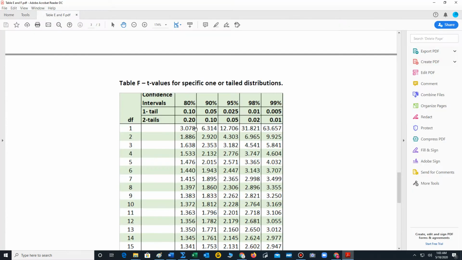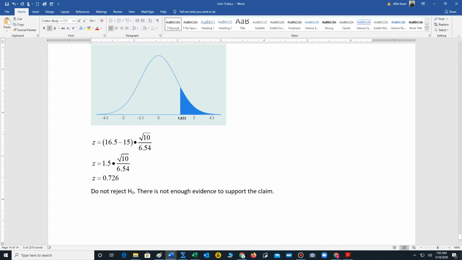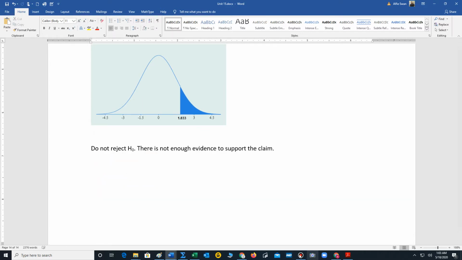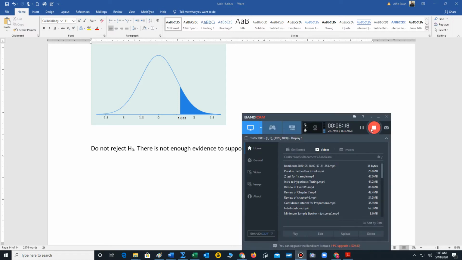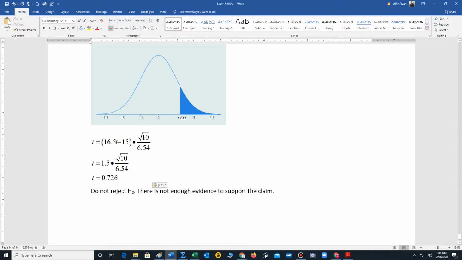So we turn to the table, go down to level 9, one tail 0.05, 1.833. In this case, it's positive 1.833. Now we will compute our test point formula and then make a decision. So we calculate our test point formula.